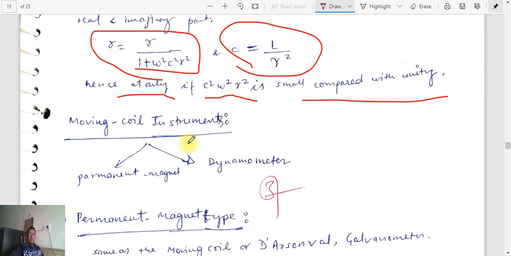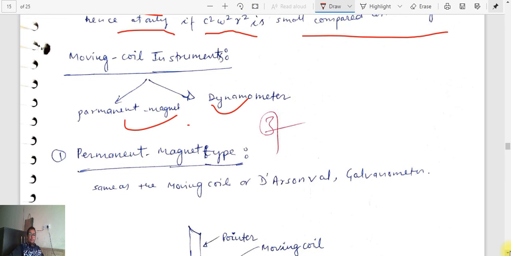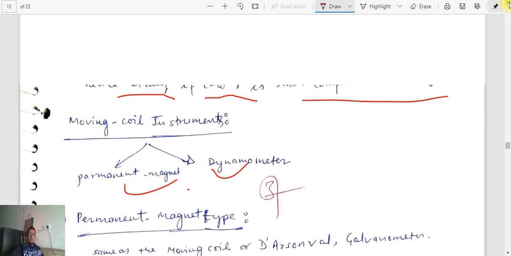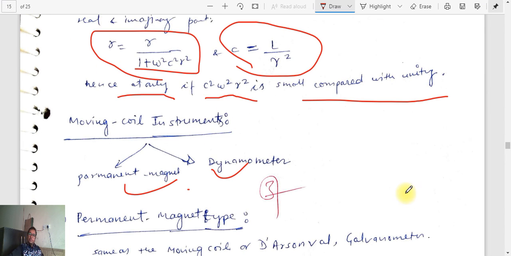Let us see, we will discuss the moving coil instrument. There is the dynamometer type and the permanent magnet type. For the permanent magnet type, we will discuss in the next lecture of the measurement unit.